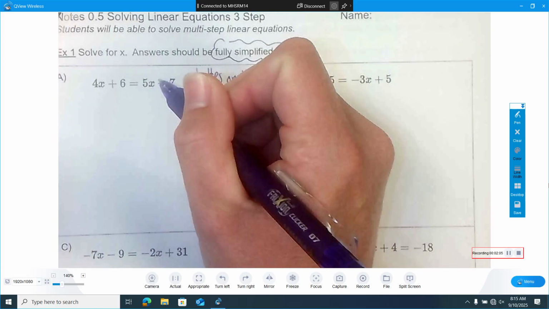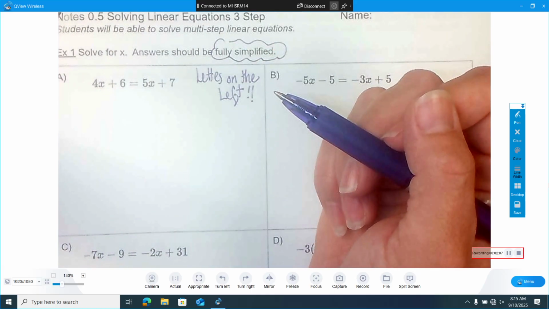All right, if I want to take my letters to the left, what are you looking for?